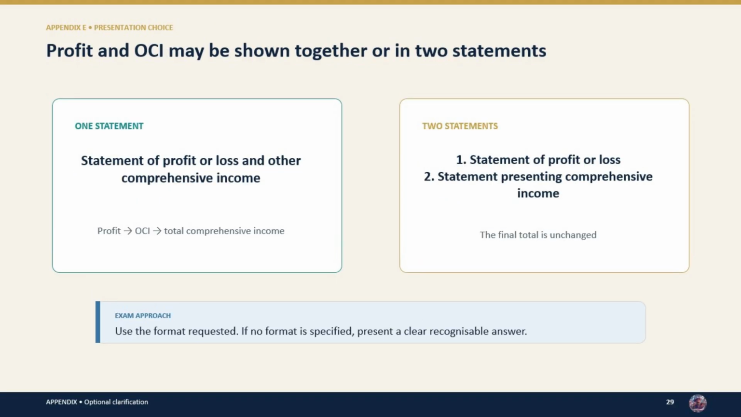An entity may present one statement of profit or loss and other comprehensive income, moving from profit through other comprehensive income to total comprehensive income. Alternatively, it may present profit or loss and a second statement presenting comprehensive income, beginning with profit and adding other comprehensive income. Presentation changes, but the economics and final total do not. Follow the requested format. If none is specified, use a clear, recognizable answer consistently.